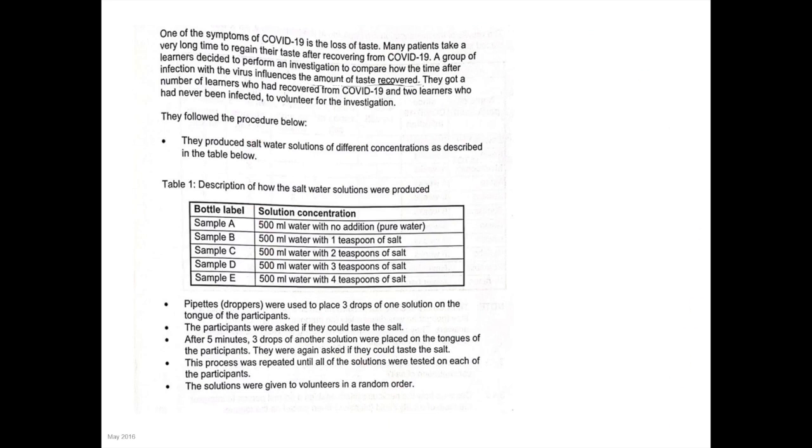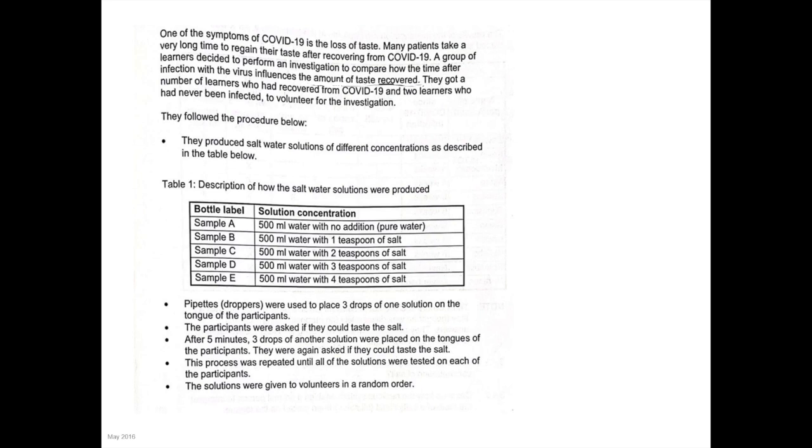Now, in this experiment, where is the aim? So immediately it says here, perform an investigation to compare how the time after the infection with the virus influences the amount of taste recovered. So this is now your aim. What is found in your aim? Your independent variable and your dependent variable.